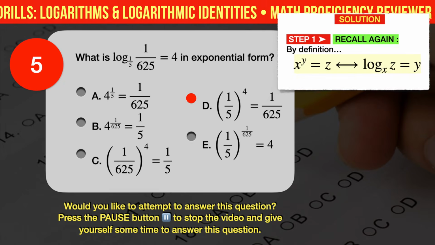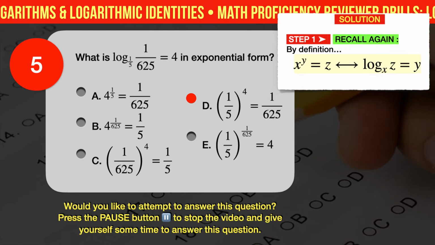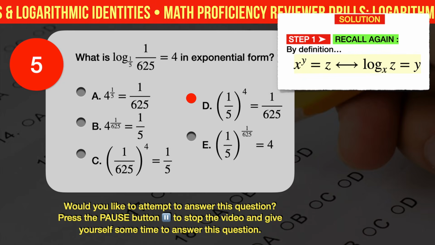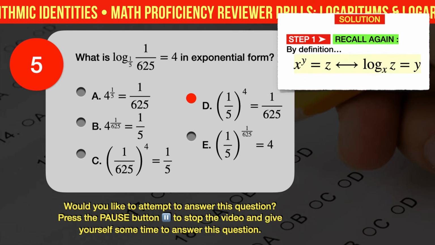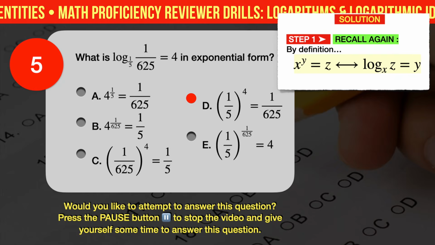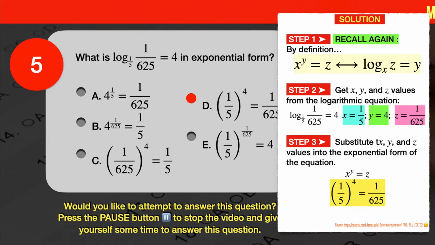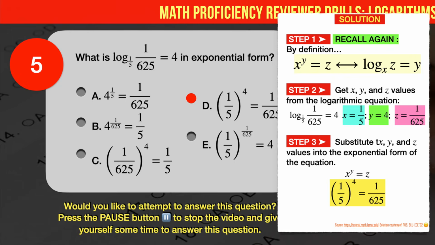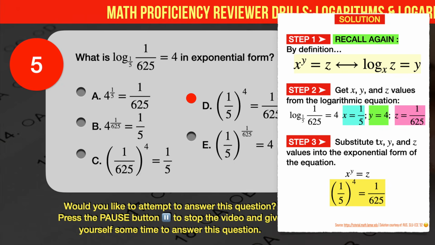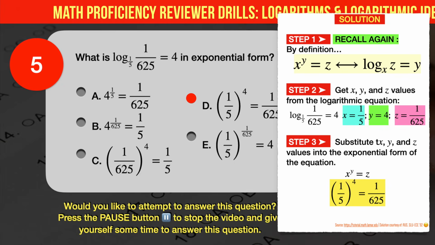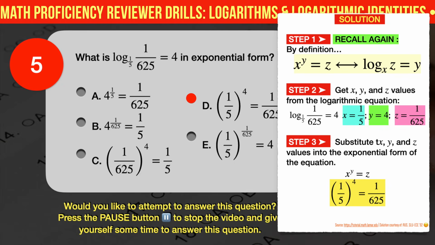So again, and for the 5th time, let's pull back our exponential to logarithmic equivalence relationship. X raised to y equals z is equivalent to logarithm base x of z equals y. You should have memorized this by now, right? The next steps are just repetitions of the steps from the previous drill question. Get x, y, and z values from the given logarithmic equation, and then substitute these to the x, y, and z variables of the equivalent exponential equation. The correct and final answer should be 1/5 raised to 4 equals 1 over 625.